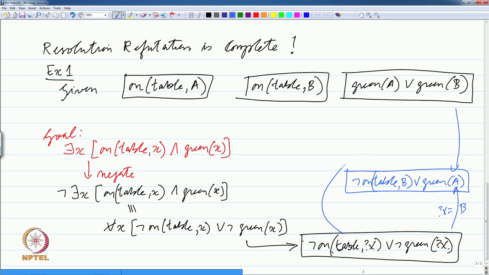In a similar fashion, we can also say that x is equal to a, and we will get not on table a or green b.